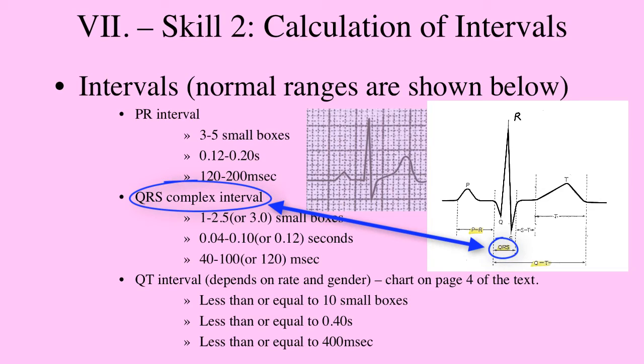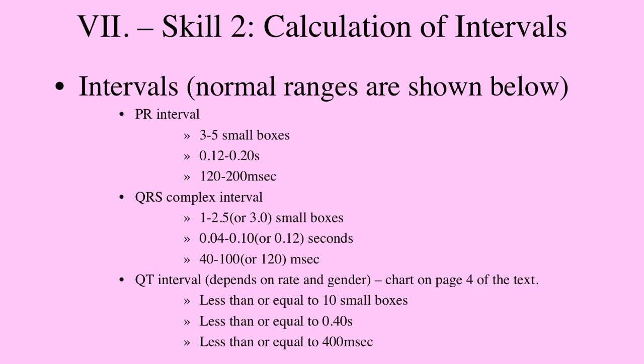QRS complex interval is 1 to 2.5 or 3 small boxes. The upper limit is split. It can be 2.5 or 3, and then you've got your conversion to the seconds and milliseconds. And the QT interval should be less than 10 small boxes, and then you've got your conversion on that too.